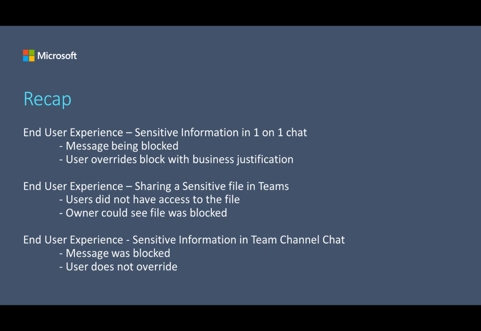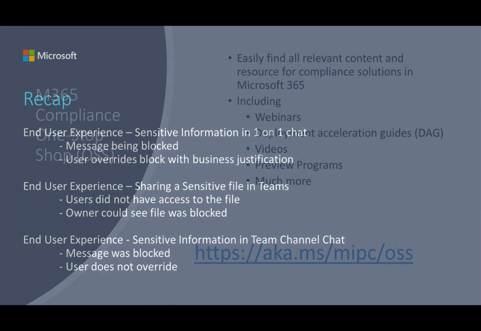Next, we looked at a file containing sensitive information being shared in a team. We showed how the file indicated it was blocked to the user who uploaded it, and that other users in the team could not access the file. Finally, we looked at the experience of users sharing sensitive data in a channel message. In this case, we realized we did not want the data to be shared in a larger group of users. We did not override the block. This again allowed my organization to put the right controls in place to be protected.